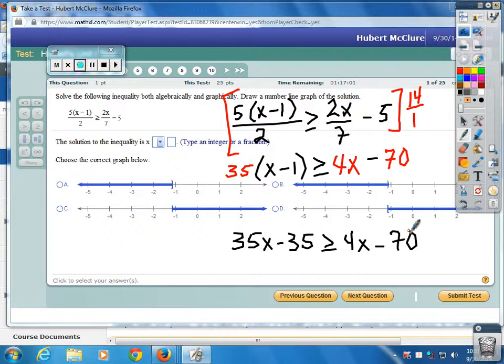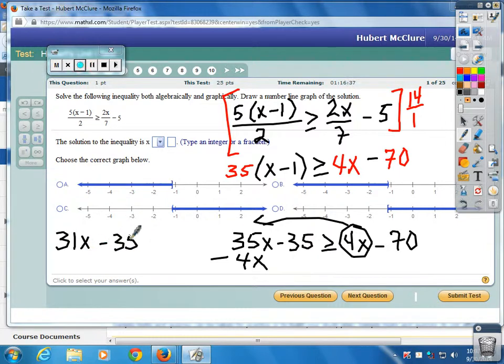And at this point, am I going to move the 4x or am I going to move the 35x? The 4x, because it's what? Smallest. Take it across the river, and that's going to give us 31x minus 35 is greater than or equal to negative 70.